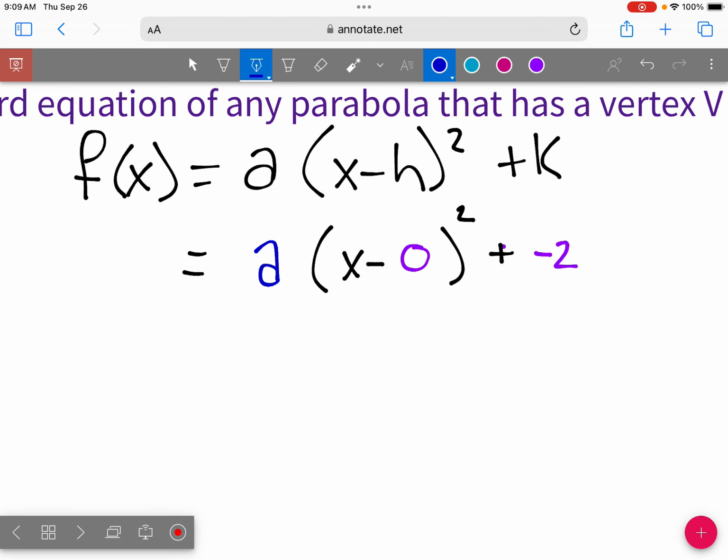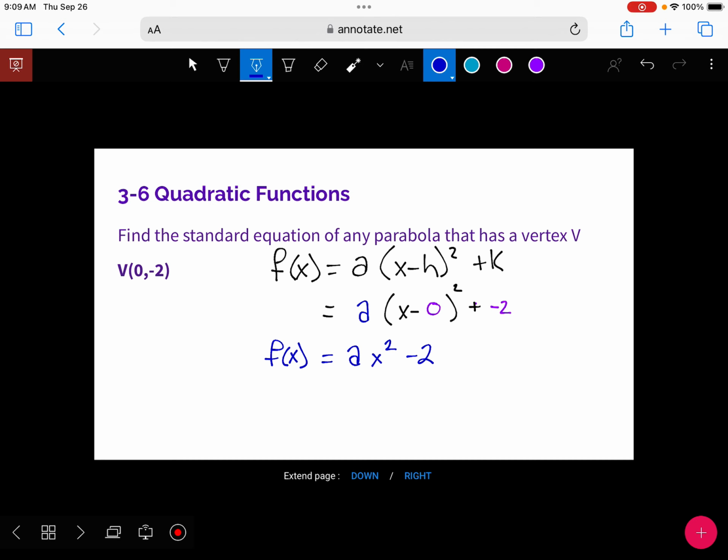So let's simplify this a little bit because mine is a bit of a mess. My f of x, or my function, is going to be a, then what? Just x squared. x minus 0 is the same thing as x plus 0 is the same thing as x. And then -2. Ta-da! End of that question, okay? So we have a tendency to overthink this one. Questions on these guys?